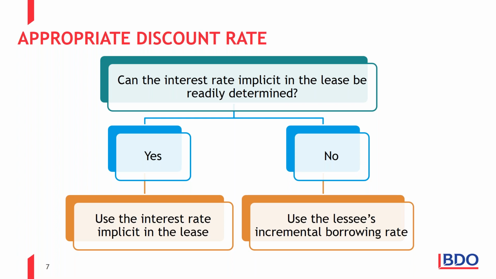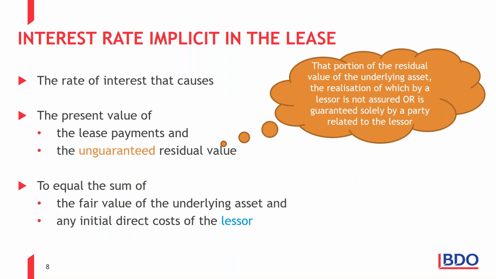And this is really important. You cannot look at a new lease and just ignore the interest rate implicit in the lease and go for an incremental borrowing rate. There's a little bit of a decision first, an assessment first. If we then focus on the interest rate implicit in the lease, which is the starting point, because if it is readily determined, this is what we should go with.